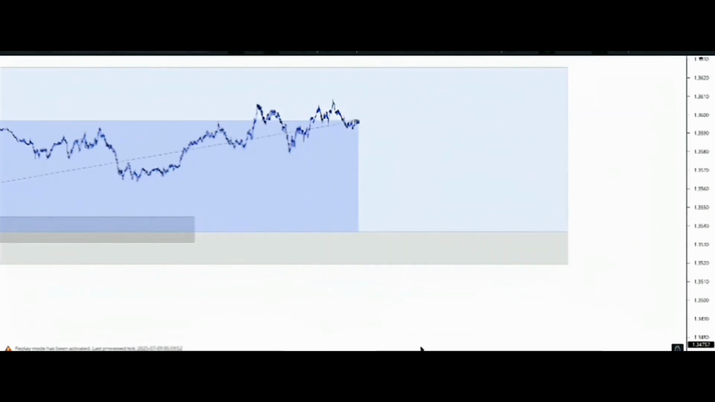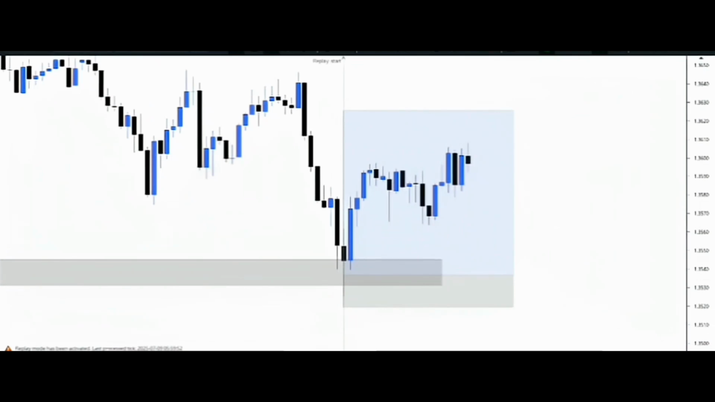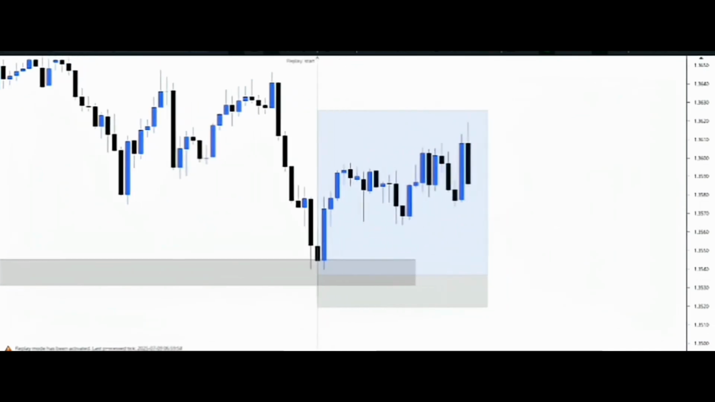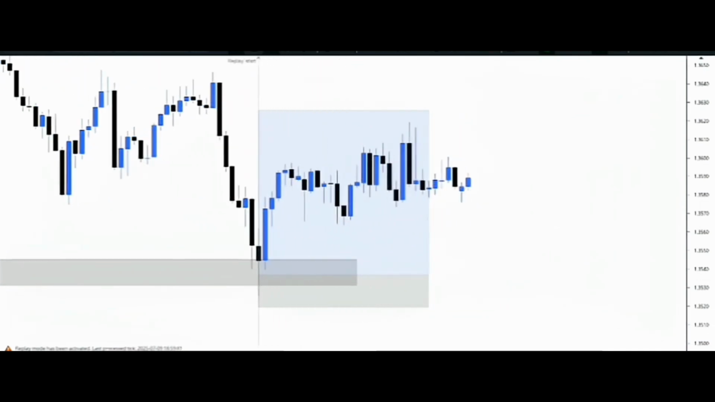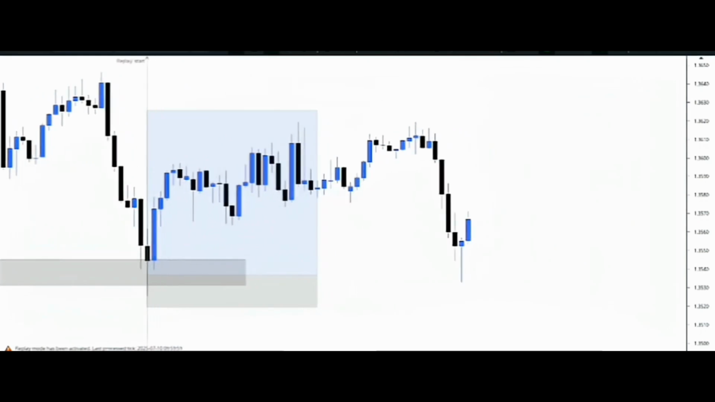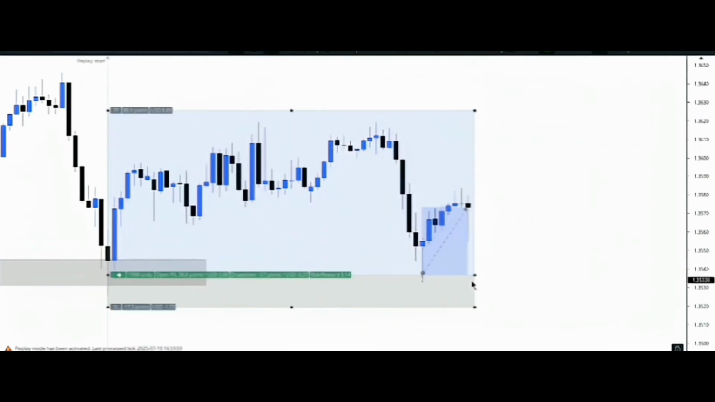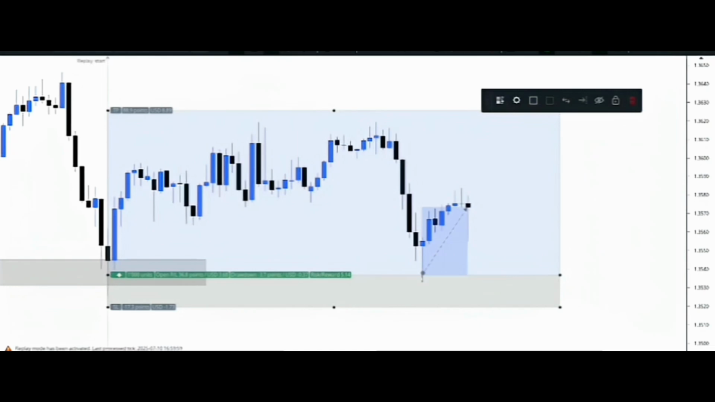All right, so we go back to the 1H to make it faster. I hope you know we are still in the trade, so don't be afraid. We are still in the trade. So we continue.